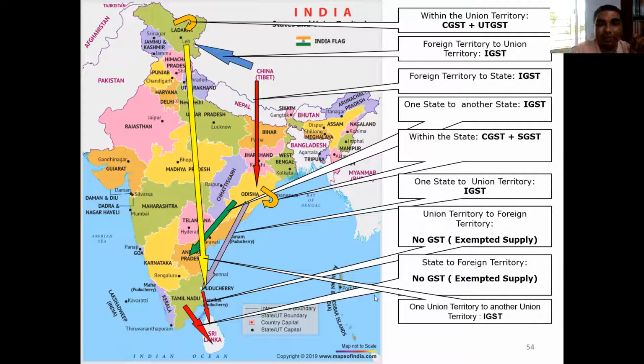Another simple way to understand this is the GST invoices I showed you initially, where you see the supplier's GSTIN and the recipient's GSTIN. If both of them start with the same digits, the state code, let us say 21, that means same state, so definitely it is CGST plus SGST. Or if it is a union territory, instead of SGST, it will be CGST plus UTGST. But the moment they are different, then it will automatically be IGST.